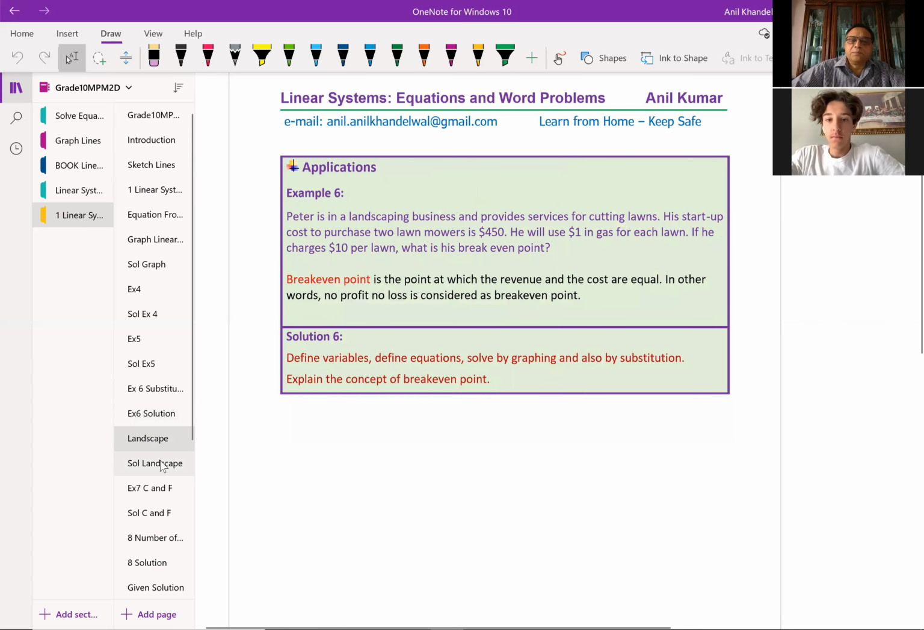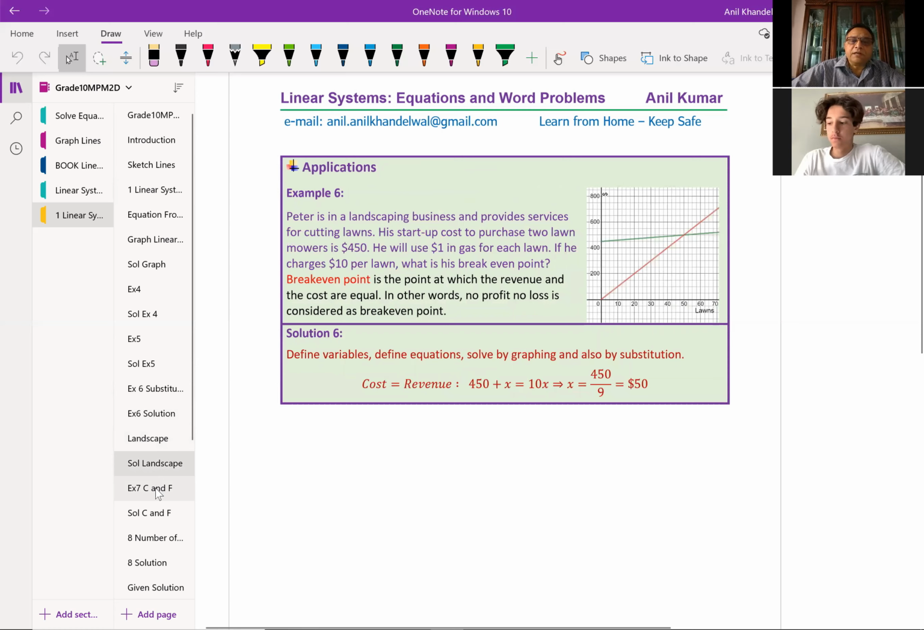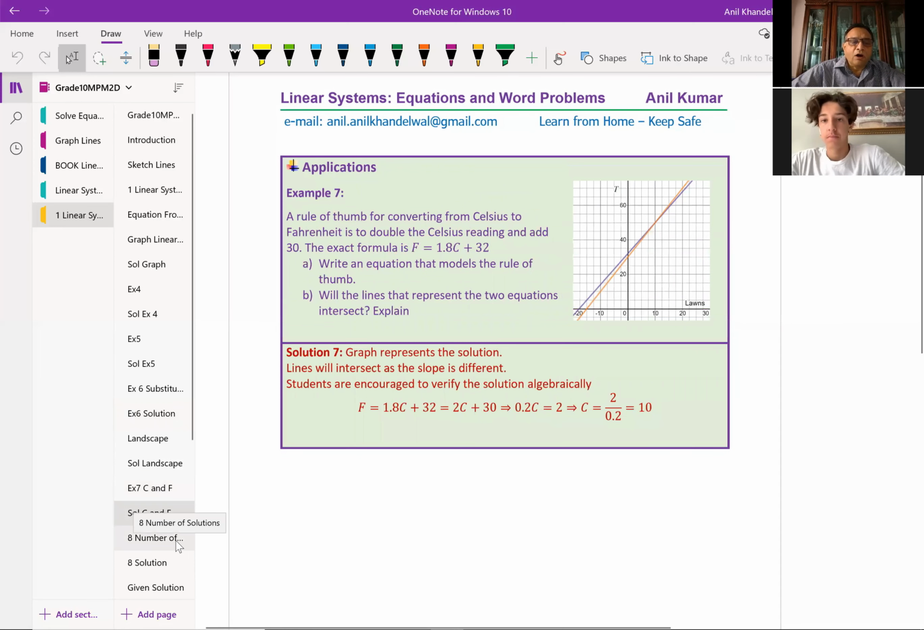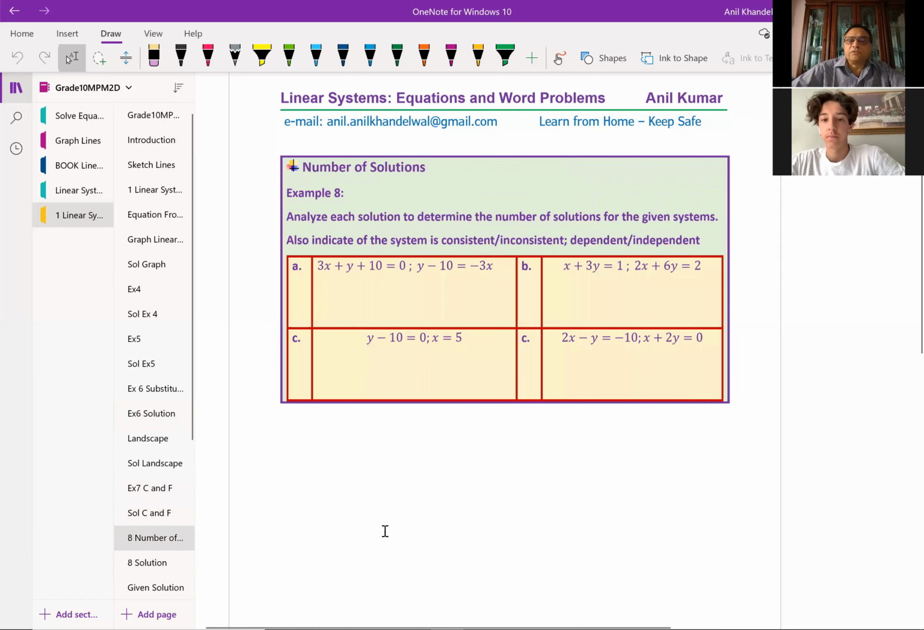Then we took up some word problems and their solutions, correct? So these are the word problems which we took, and then we saw how to solve them. While solving, we adopted both the methods. You could solve by graph or by substitution, right? As shown here. So likewise, we did many solutions. Now that brings us to another set of questions. We'll talk about this example later.